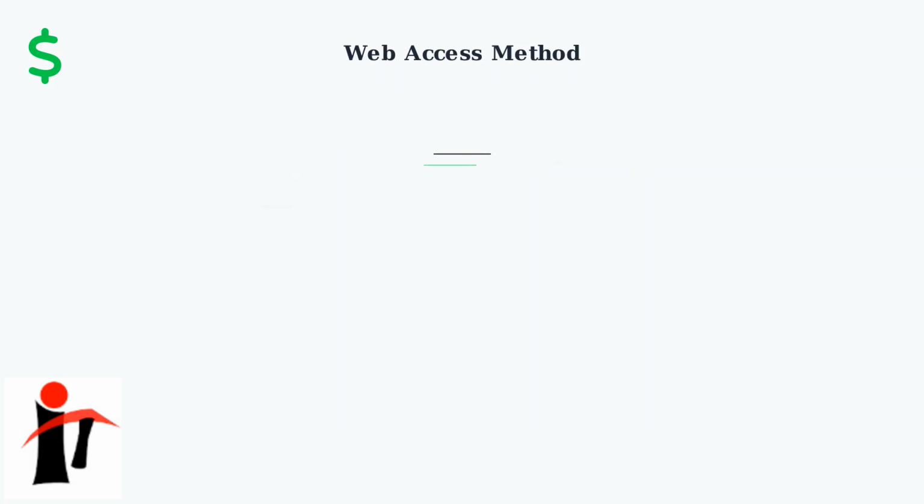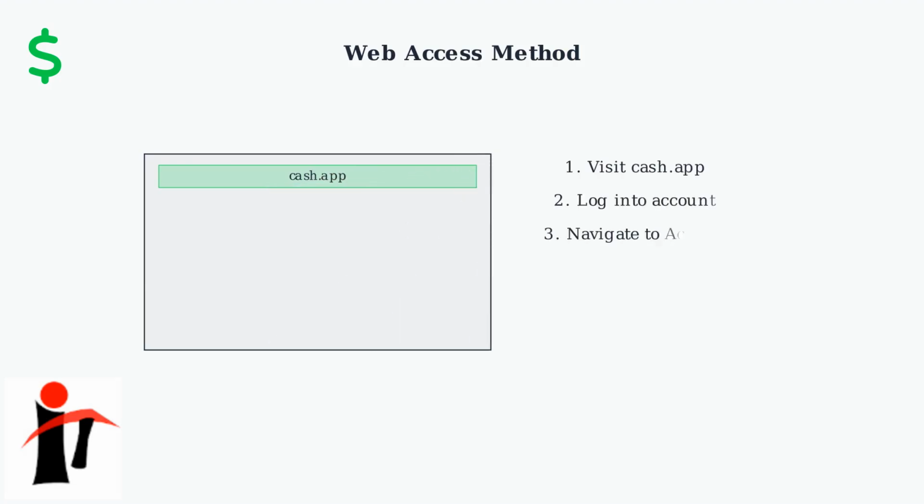For web access, visit cash.app in your browser and log into your account. The web interface provides more detailed export options and is particularly useful for accessing larger date ranges. In the Activity section, you can use date filters to select specific periods. Then choose between CSV export for spreadsheet analysis or PDF statements for official documentation.